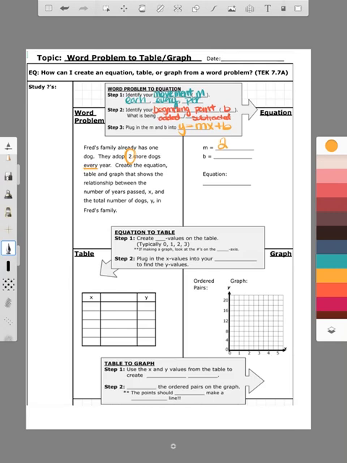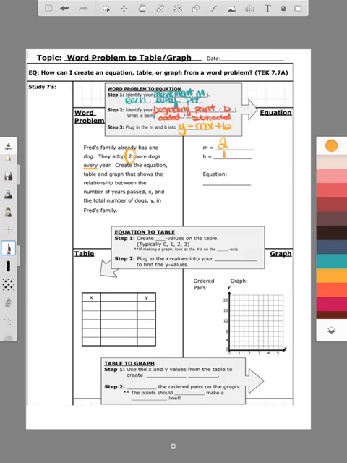The next thing is I'm going to identify what my B is, the beginning point. To figure out what the beginning point is, you want to think about what's being added or subtracted. That's like your starting point. I'm going to go back to the beginning of the scenario. It says Fred's family already has one dog. Since they already had one dog, they did not start off with 0 dogs. They already start off with 1. So our beginning point is going to be 1.